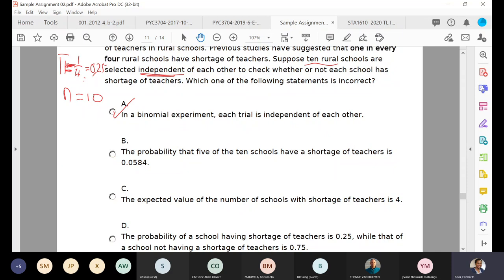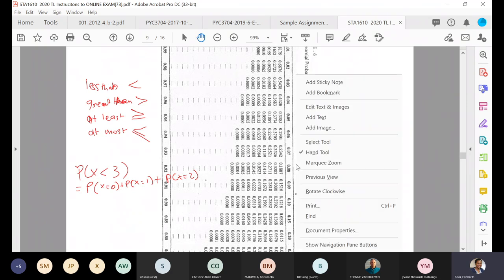The probability that 5 of the 10 schools have a shortage. So now they want to know what is the probability that X is equal to 5. This does not mean that we use 5 divided by 10. This is a binomial distribution, so it means we need to go to the table, or we can use our formula nCx pi to the power x, times 1 minus pi to the power n minus x. Whoever wants to use this, go ahead, use it. But we're going to use the table. So we need to go to the table.